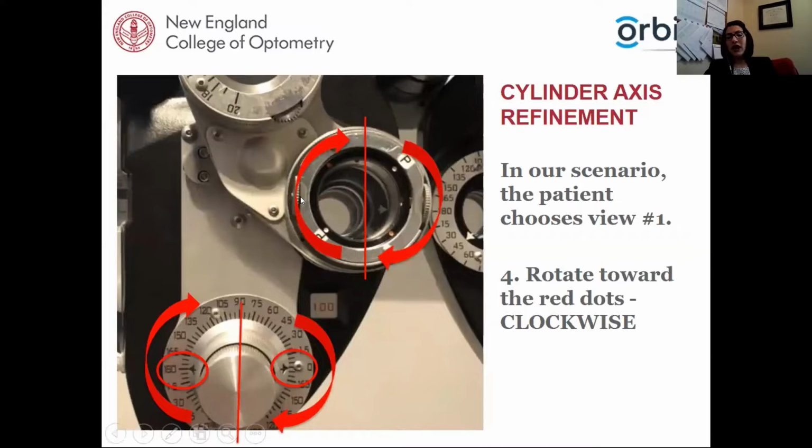So when we're refining the axis, we always want to rotate your arrows toward the red dots. That's the key. And so in this scenario, if we were going to rotate toward the red dots, we would be rotating to the right, which is clockwise. We're rotating in this direction towards the red dot because we're rotating toward the red dots when we're doing axis refinement.